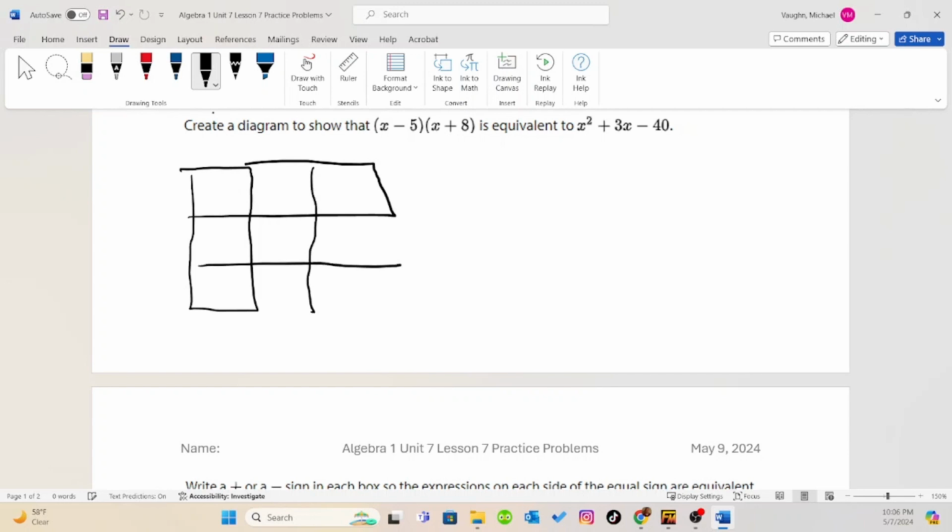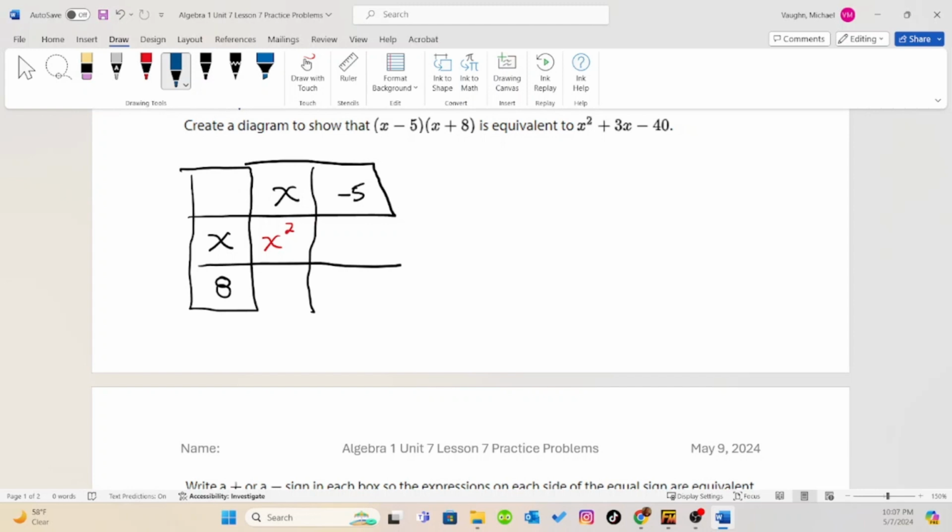like this. We're going to put one of the factors across the top, x and negative 5. We're going to put the other factor down the side, x and positive 8. Now we're going to multiply the column and rows and write their answers where they meet. So we have x times x, which equals x squared.